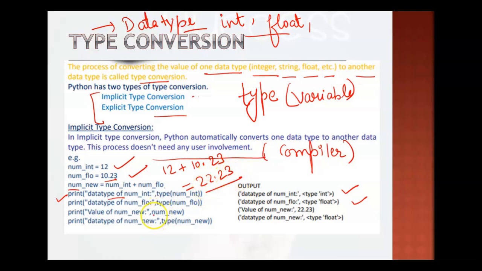So when you check the result of this, see the third one, we are just displaying the result of it. So it is 22.23. And when you check the data type of this, we are getting float. Okay. So this is the automatic type conversion. It is not taking integer, it is taking float, because the result is coming as float. So this is called implicit type conversion.